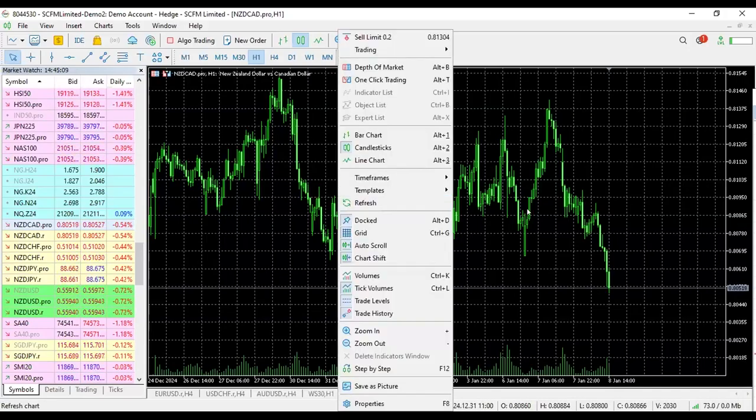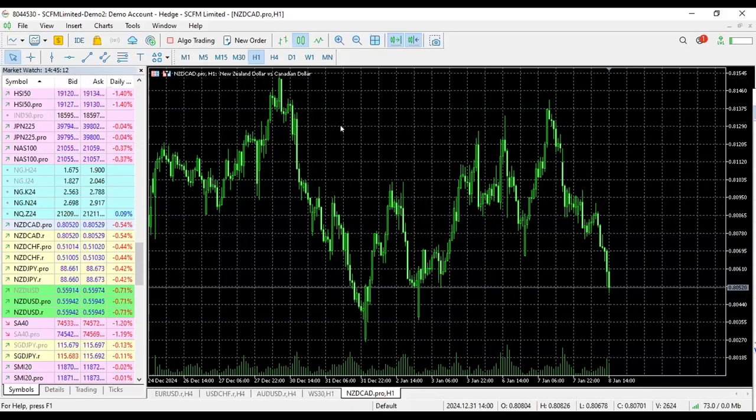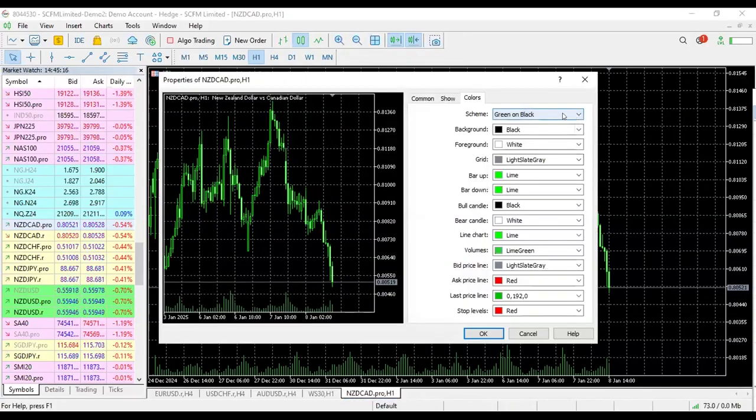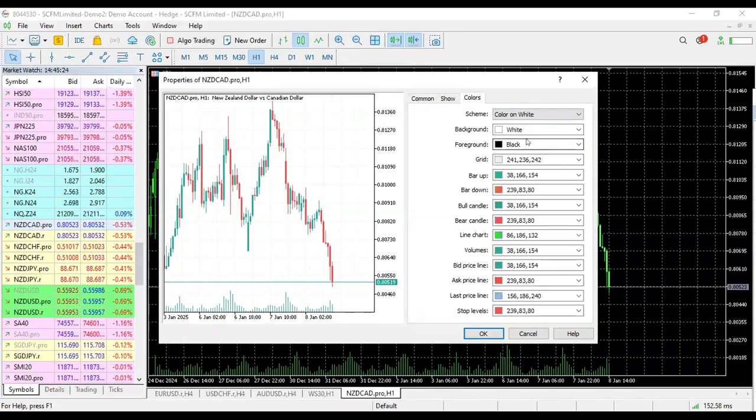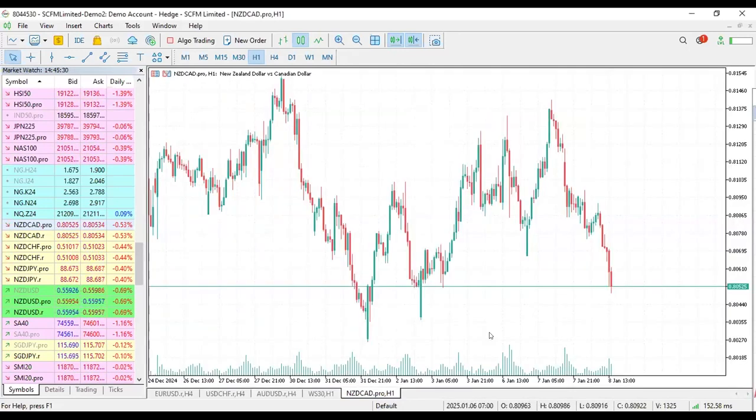So if you want to change the colors of your chart, you can come here, right click, then go straight to the properties. Under the properties, you can come where we have the scheme right here. Then you can choose color on white. Color on white is quite common, which is the green and the red. Then you'll click OK, like that.